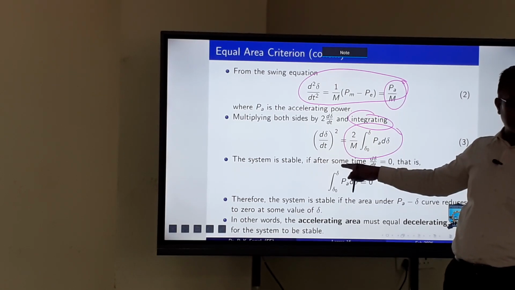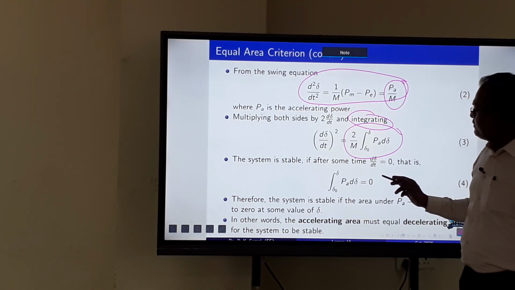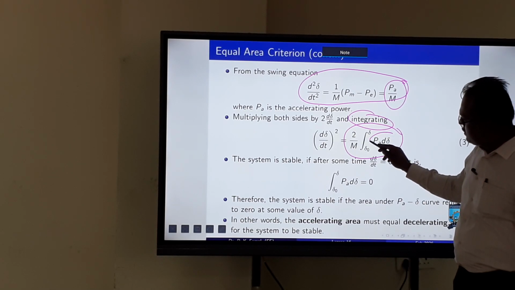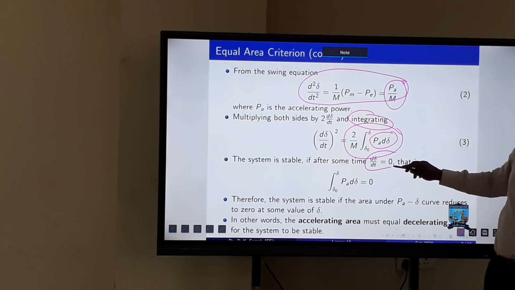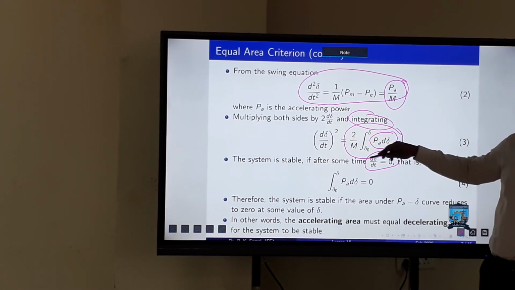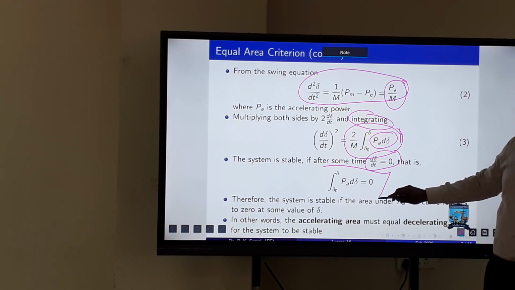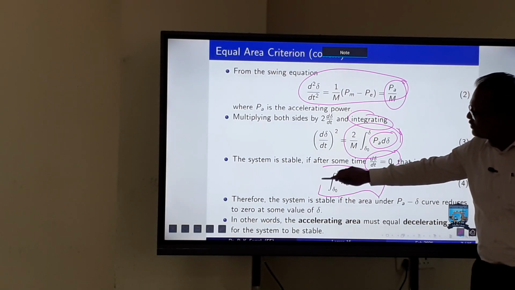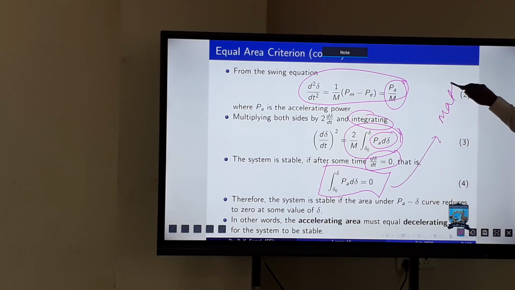You differentiate it, it is d²δ/dt², right? Then the system is stable after some time if this integral is 0, or we have seen that the system is stable after some time if dδ/dt is equal to 0, that you saw in the last slide. It means that this integral should be equal to 0. So you can write down the equal area criterion is mathematically expressed as, write down this equation: the integral from δ0 to δ of Pa dδ is equal to 0. So this is the mathematical form of equal area criterion.